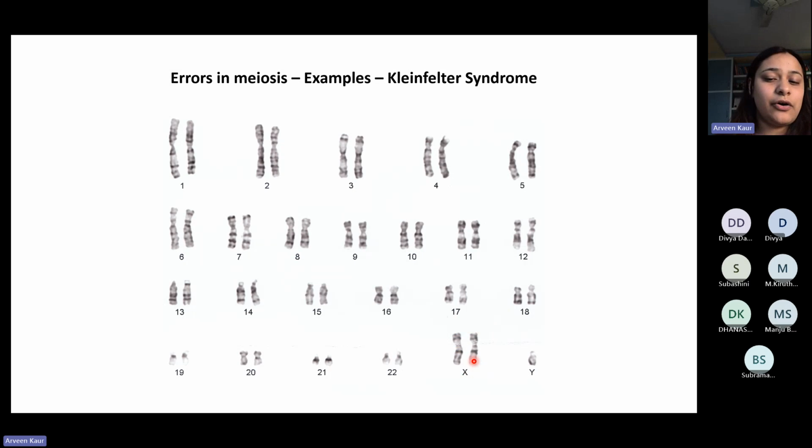So since this individual has one Y chromosome, the person will probably be a male. But since the male also has two X chromosomes, it might be a male who has a lot of hormonal defects or a feminine nature. Again, it could be an individual who would have issues in fertility, etc. There could be a number of problems that could occur, right? You can go and read about it.